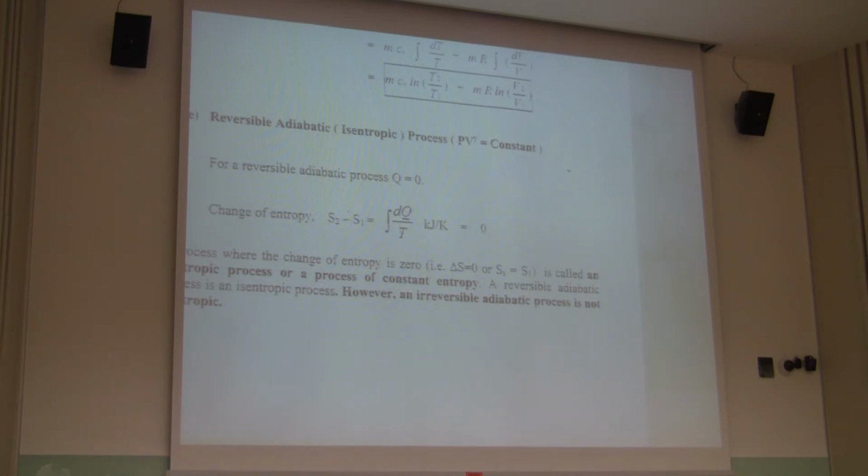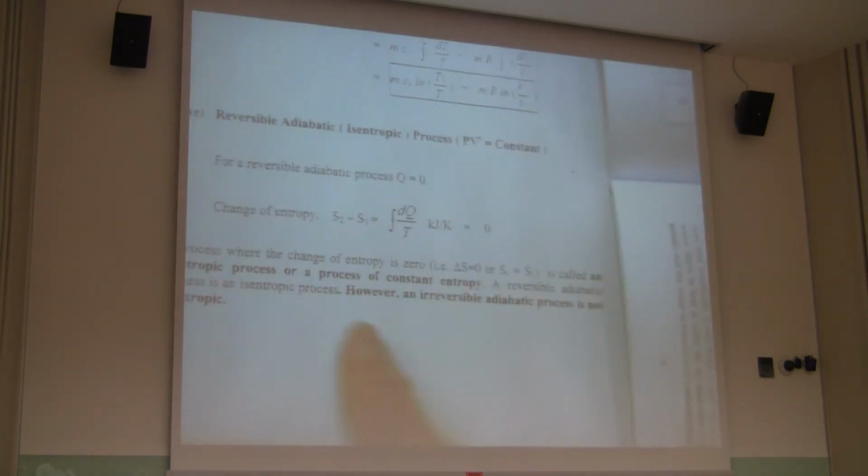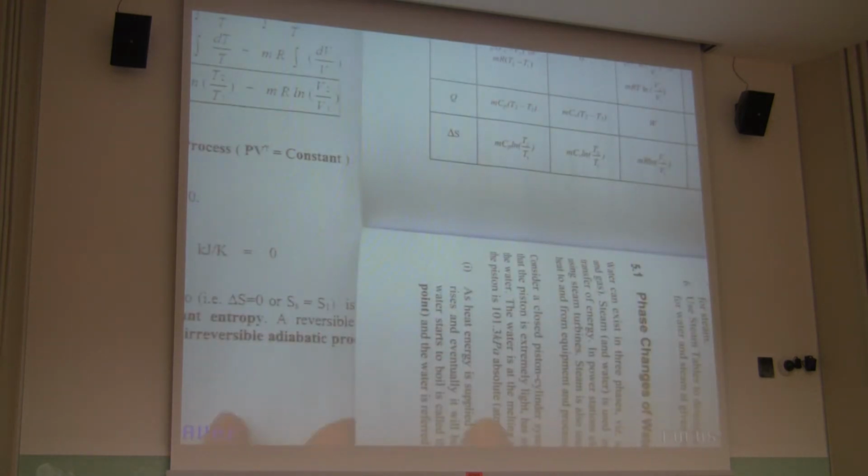Take it in because this is a very important fact. Reversible adiabatic will be isentropic. Change in entropy will be 0. So these aspects you have to take in. At the end of the day, how they get the formula, you don't bother. What you can do now is, very quickly, you just look at it.